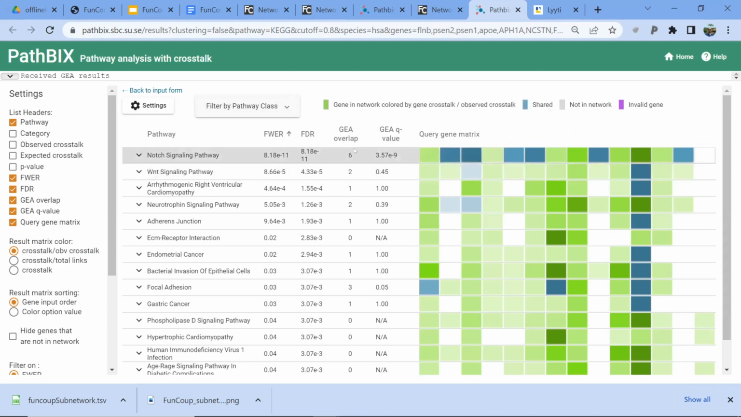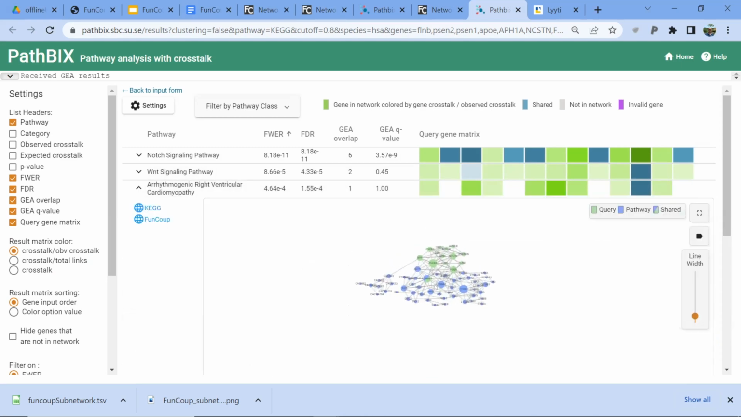But all these other pathways, you can see the Q value of the overlap-based method is terrible. So nothing is really significant, because the overlap is just 1 or 2 genes. Okay, this one is borderline. And then you can find these extended things.